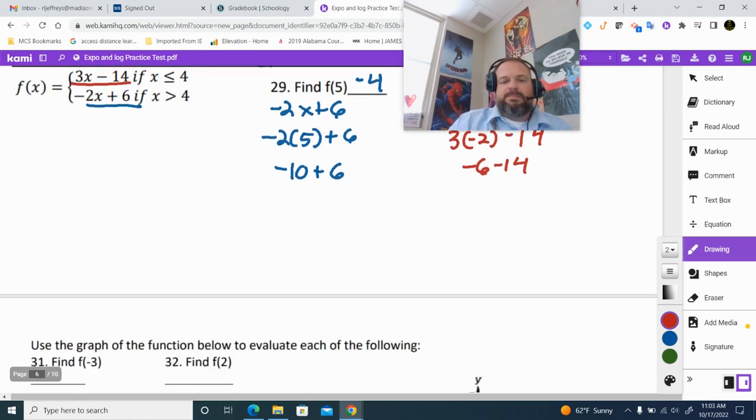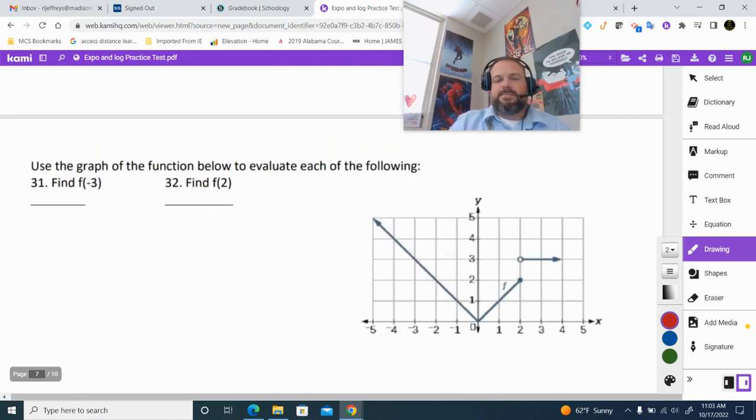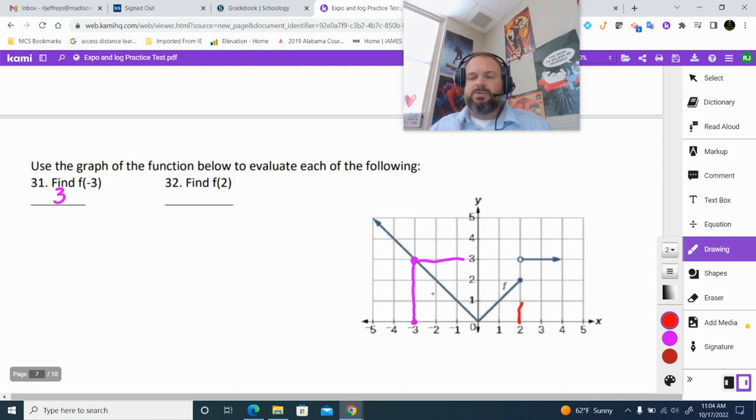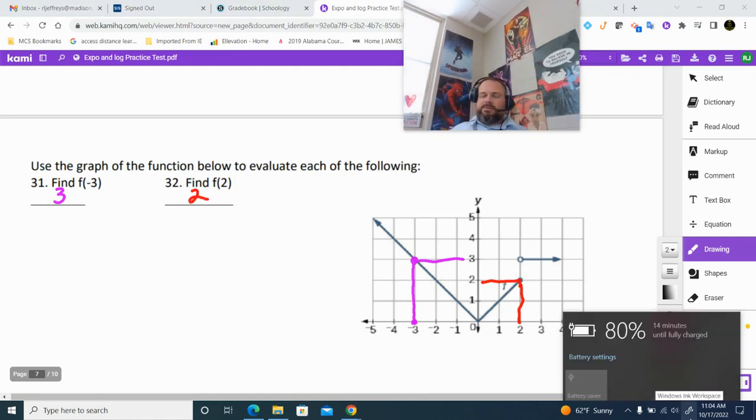And the last one. So, -3. I go to -3. I have to go up here. It touches the graph here. That y value is 3. F of 2. I go over to 2. There's a closed circle and an open circle. Which one do I count? The closed. This is 2. Now, yes, this says 32, but you're going to have 24 on the test tomorrow.